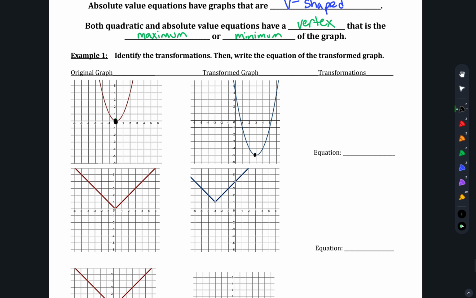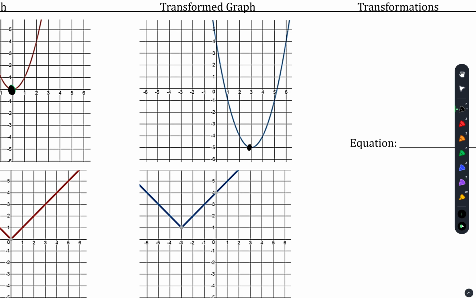So this one is not reflected. It's facing upwards. I'm going to look at its horizontal movement. So how far from 0 did it move left or right? This one moves 3 units to the right. And then how far up or down does it go from 0, 0? This one moves down 5.